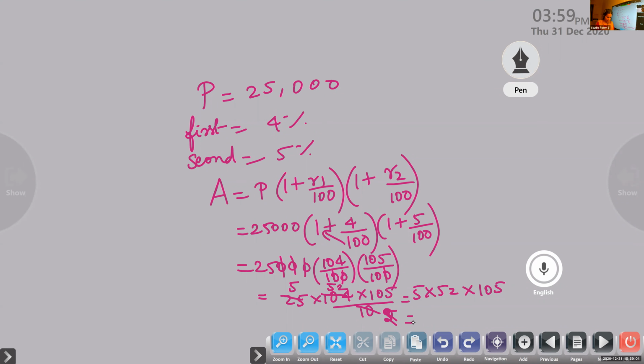What is the answer, Aishwarya? 5,46,000. No. 27,300. Yes, it is 27,300. See, what is the principal amount? Near to it only we will get. If it is 25,000 and if you are getting 5 lakh, then surely it is wrong. Isn't it? Then everyone will rush to the bank.